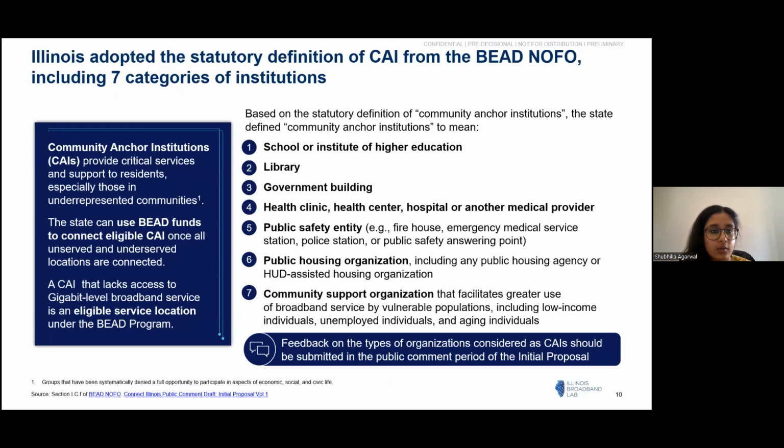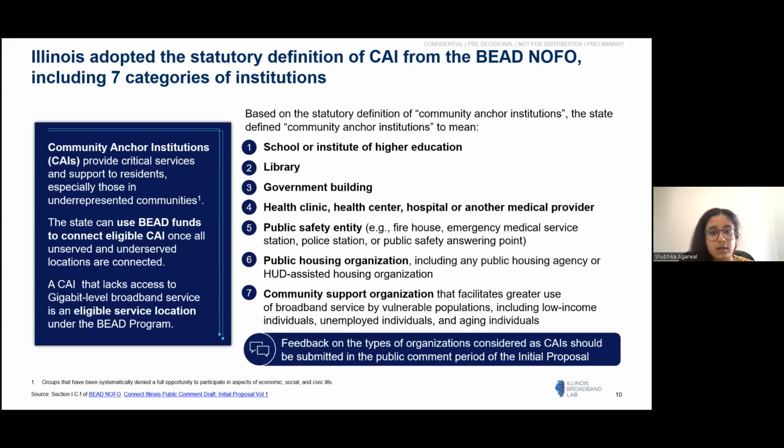In the next slide, as I mentioned, we're getting into the community anchor institutions bit. So how does the NOFO define community anchor institutions? Those would be institutions that provide critical services and support to residents, especially those in underrepresented communities. The idea is initially developing a list of all the community anchor institutions in the state, and then ensuring which of these would be eligible. Eligibility is determined based on access to gigabit symmetrical service. On the right-hand side here, we have the categories of community anchor institutions that have been incorporated in the list for Illinois.